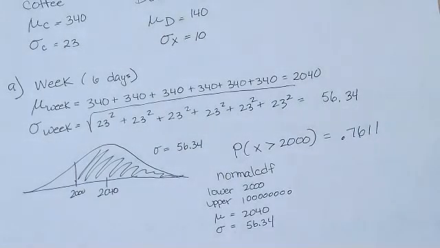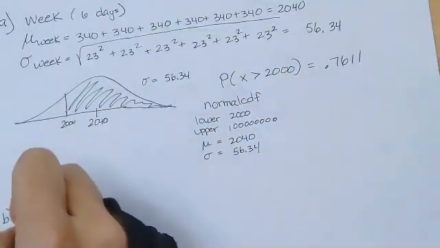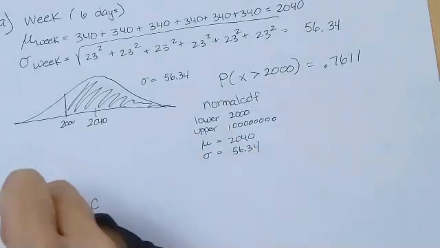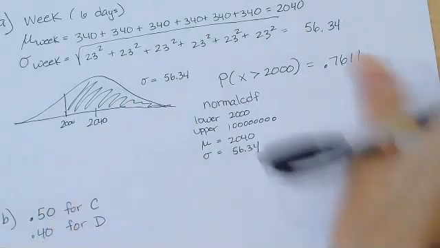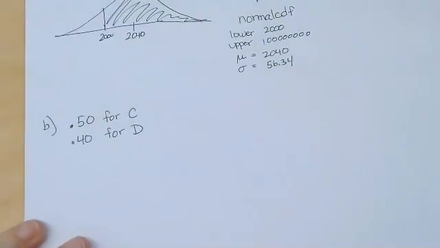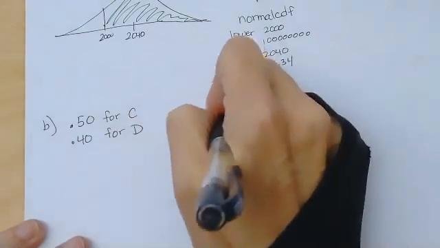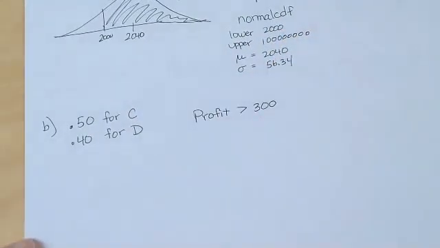Okay, so on part B, it says, if he makes a profit of 50 cents on each cup of coffee and 40 cents on each donut, so let's say 50 cents for coffee and a profit of 40 cents for a donut, can he get a profit of over 300? So can he profit greater than $300 in a day? Or how likely is it?